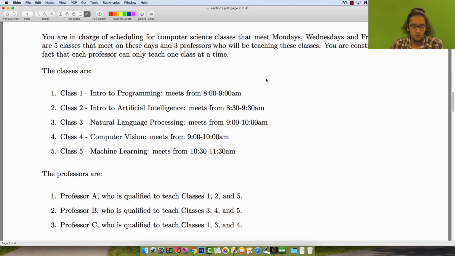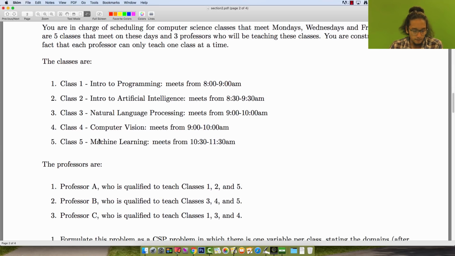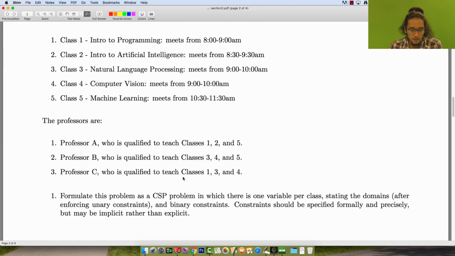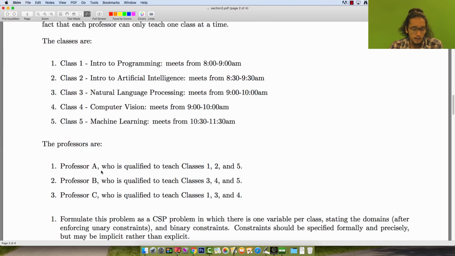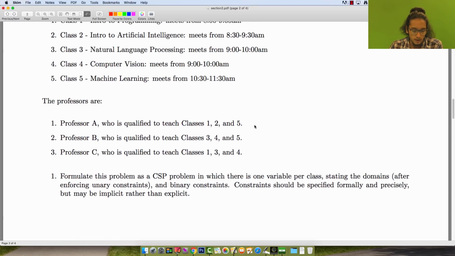And the problem is formulated as you have a bunch of classes. You have 5 classes, and each class meets at a certain time. And you have professors who have to teach each of these classes. Now, each professor has certain qualifications. There's some classes which they can teach. And the constraint which you have to satisfy is that you can't have one professor teaching 2 classes which both overlap in their timing. That's the constraint you want to satisfy.